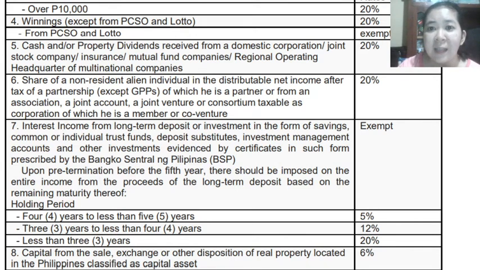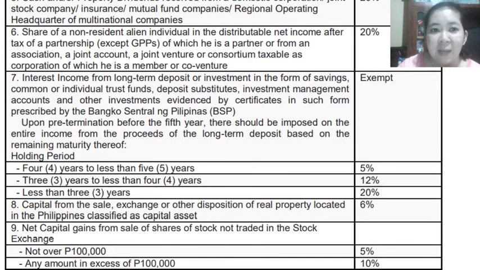So in item number 6, this is for a non-resident alien individual who is a partner of a partnership or a corporation. Okay, so he will be taxed 20% final tax of his share in dividend or income of that partnership or corporation. Number 7, interest income from long-term deposit.